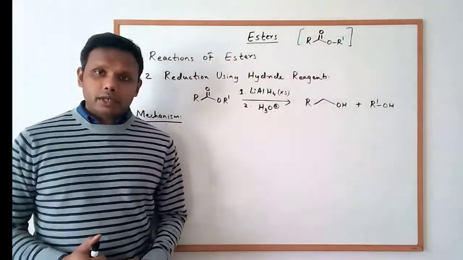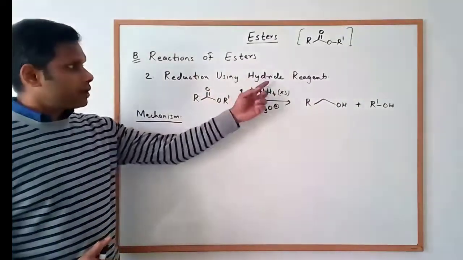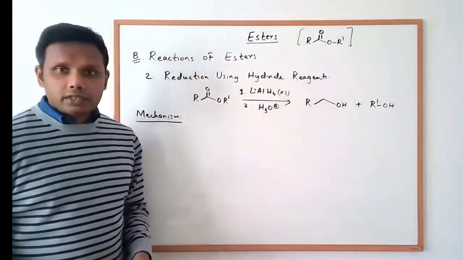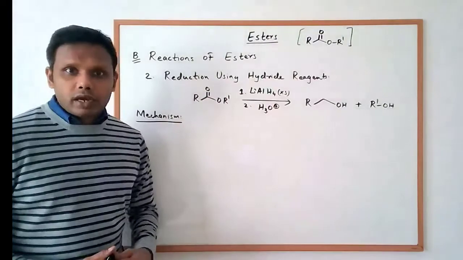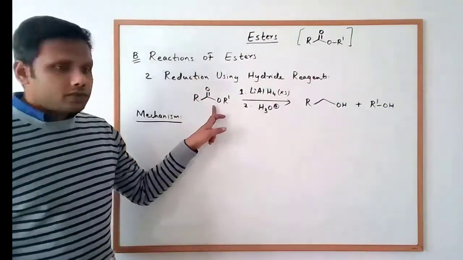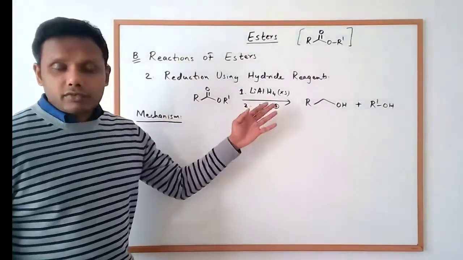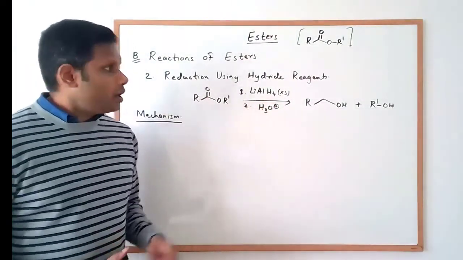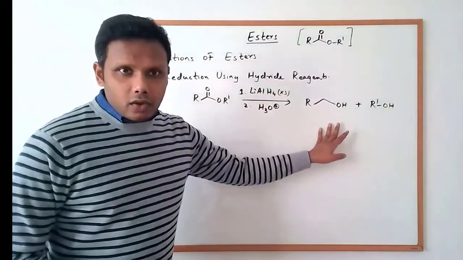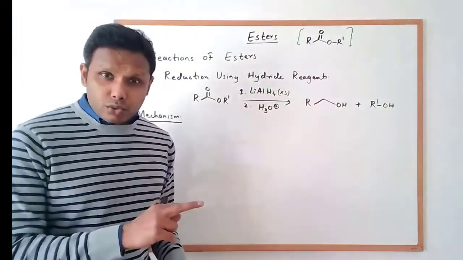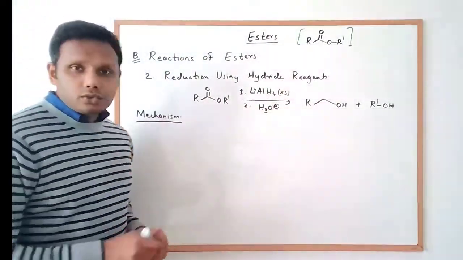Next, we are going to look at the reaction of esters with hydridic reagents, or hydride reagents, like lithium aluminum hydride. When an ester is reacted with excess lithium aluminum hydride followed by an acidic workup, our product is an alcohol. In fact, we make two alcohols here, and I'll walk you through that.